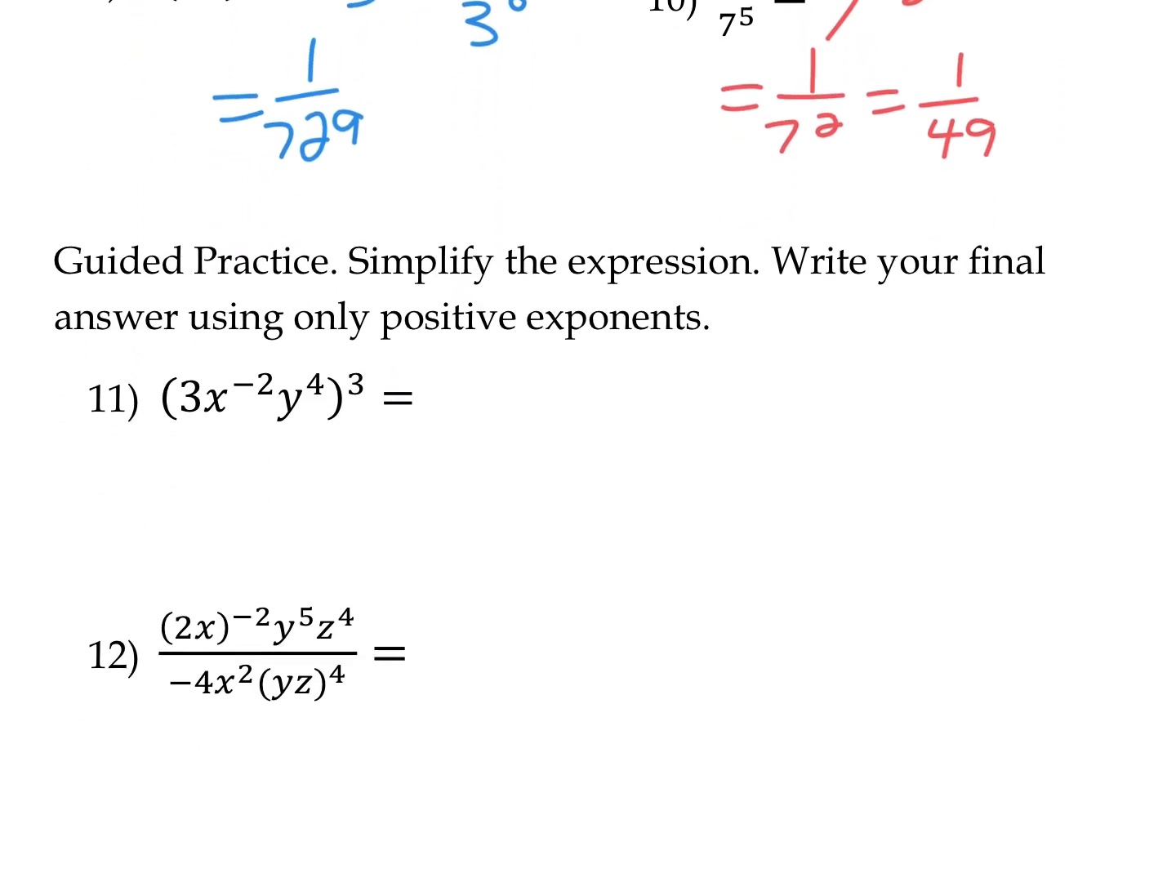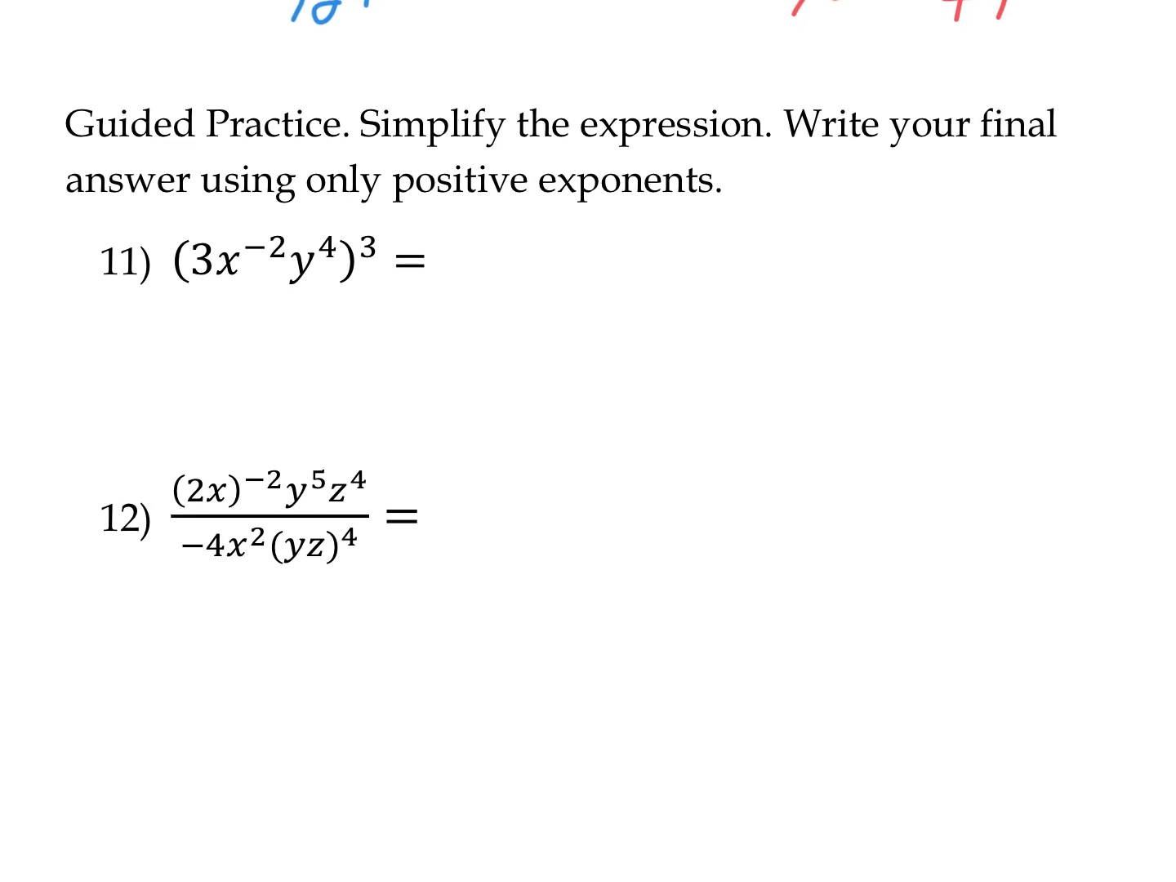Let's simplify a couple longer expressions here. A little more work to do on some of these. Okay, so we're going to simplify, and as you can see here, it says we're going to write our final answer using only positive exponents. So in this first example, everything in the parentheses here is to the third power. So let's take everything to the third power. So that means we're going to have 3 to the third power, x to the negative sixth, because negative 2 times 3, a power to a power, and y to the 12th.